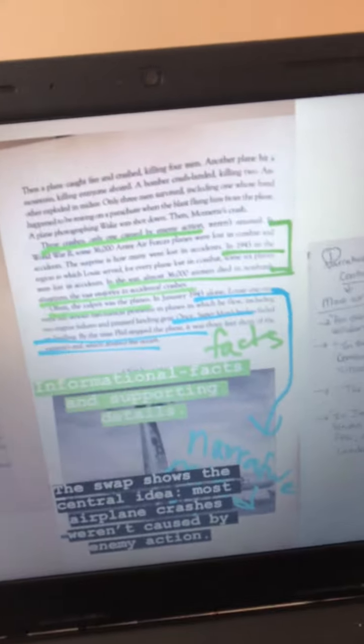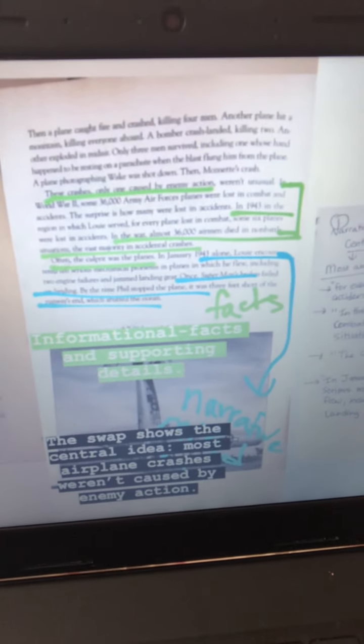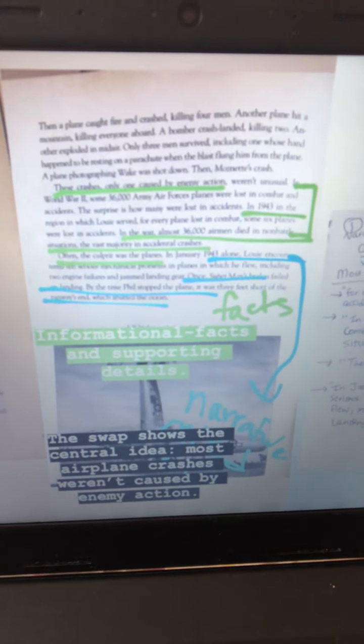So it's telling you, it shifts. It's not talking about Louis in that section. It shifts from a story to informational. So then what you have to do is think, why did the narrator shift from telling us a story to giving us facts? The reason is to give us the central idea of this section. It's giving us facts for a central idea.